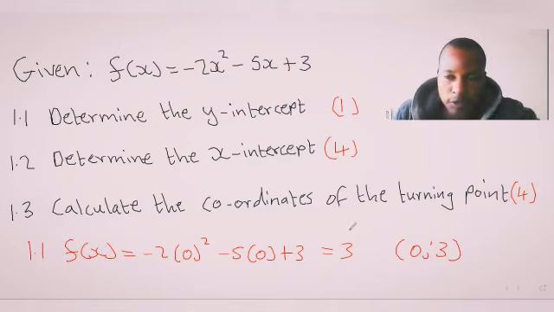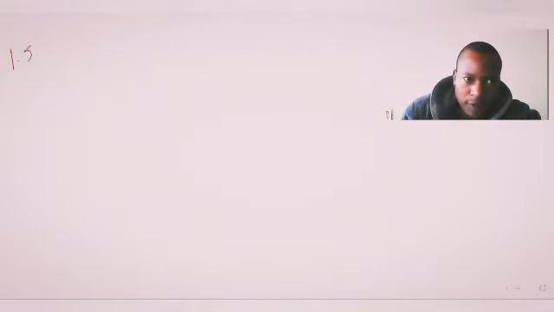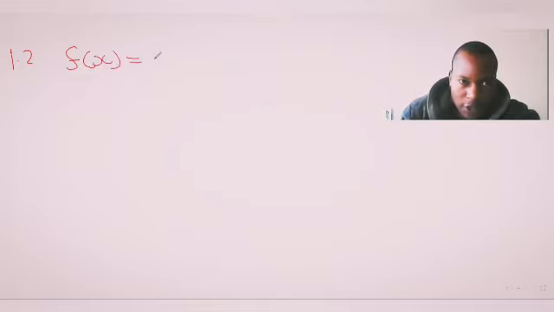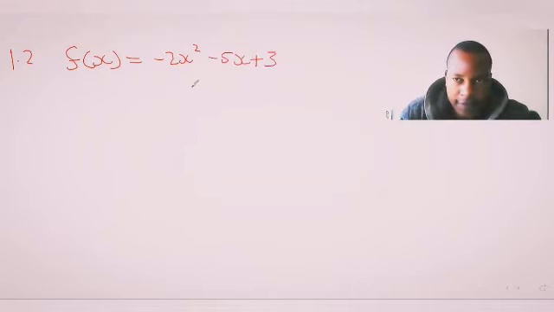Now 1.2 wants us to determine the x-intercept. Again, to find the x-intercept, you have to let y equal 0, or rather f of x equal 0. So let's move on to the next page to do so. For 1.2, let's quickly write out the equation: minus 5x plus 3.